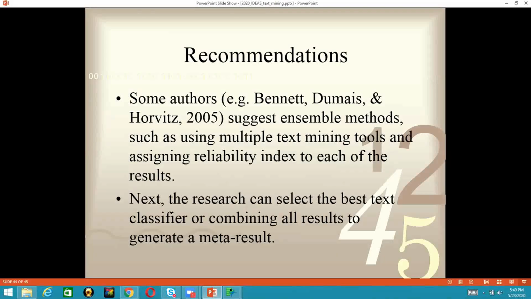Okay, some authors suggest the ensemble method, such as using multiple text mining tools and then assigning a reliability index to each of the results. Okay, next, then the researcher can select the best text mining output or combine all results to create a meta result. This idea, the ensemble method, actually is also quite recent.